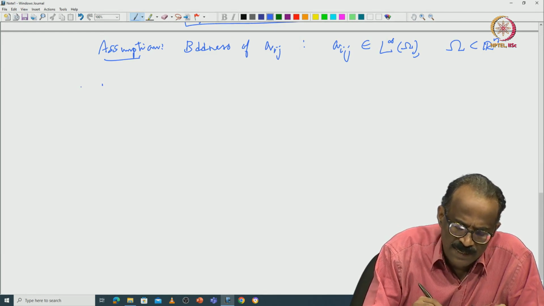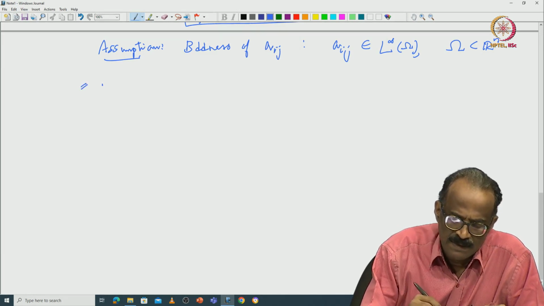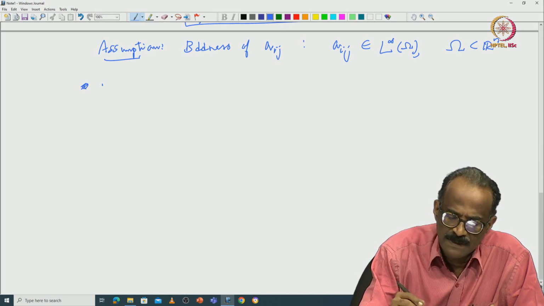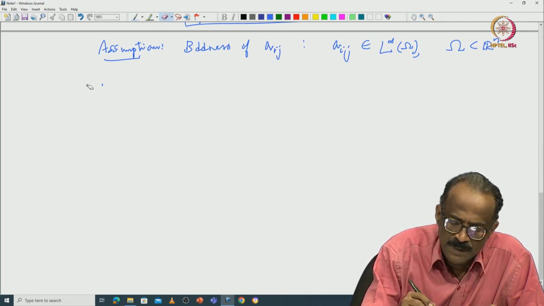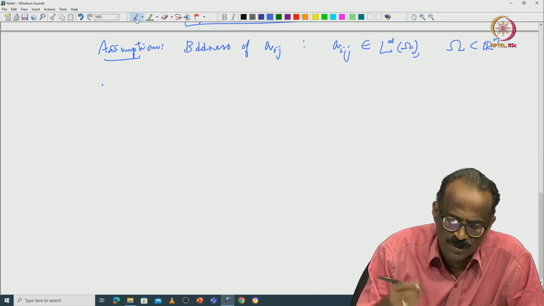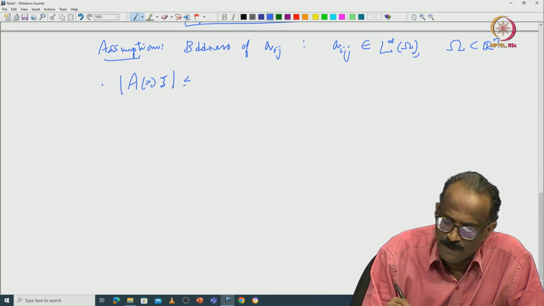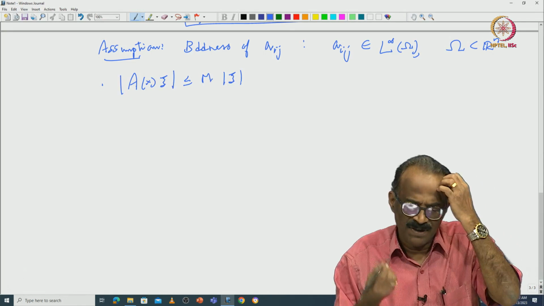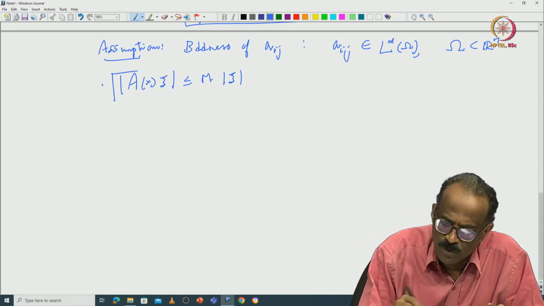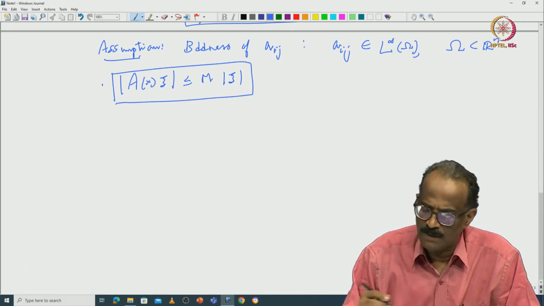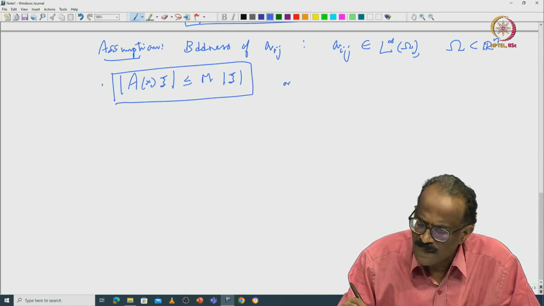This assumption can be written in various ways, and in different places we use it in different forms. In some books you may see that |A(x)ψ| is less than or equal to M into mod ψ. That is one way of writing it.